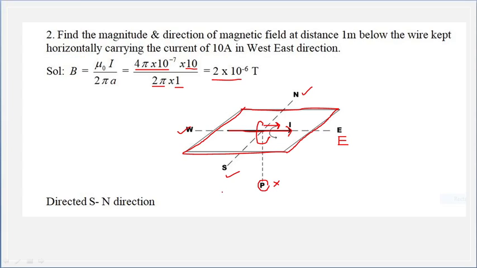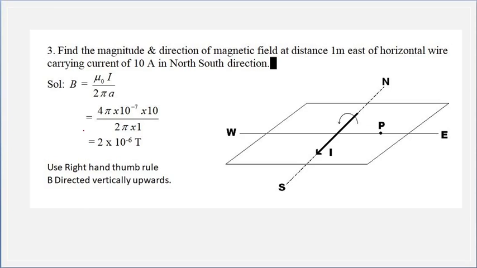Inside here means from south to north direction. So the field is from south to north direction. That is how it is given. Directed south to north. Similarly, you go to the next problem.